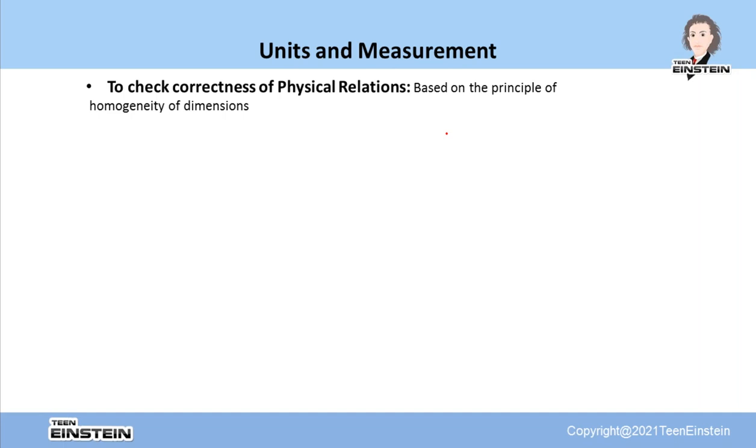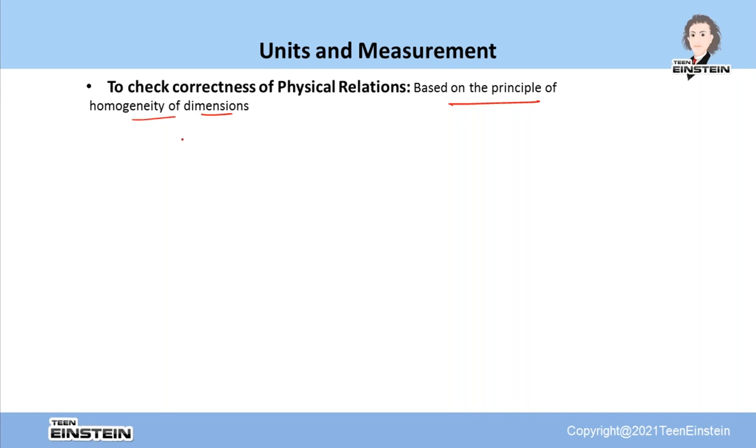Okay, any physical equation, you have to use the principle of homogeneity of dimensions. Look here, principle of homogeneity of dimensions. So the principle of homogeneity of dimension states that any physical equation will be dimensionally correct if the dimensions of all terms occurring on both sides of the equations are the same.